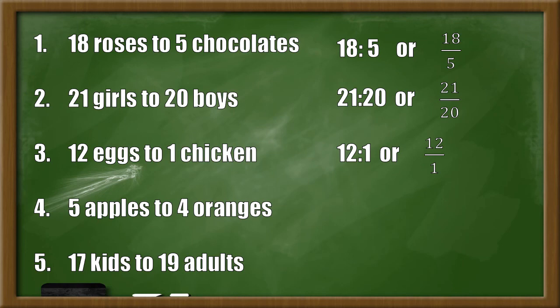Number 4. 5 apples to 4 oranges. The correct answer is very good. 5 is to 4 or 5/4. Number 5. 17 kids to 19 adults. Good job! 17 is to 19 or 17/19. Very good. Please write your answers on the top of your notebook or paper. Very good.